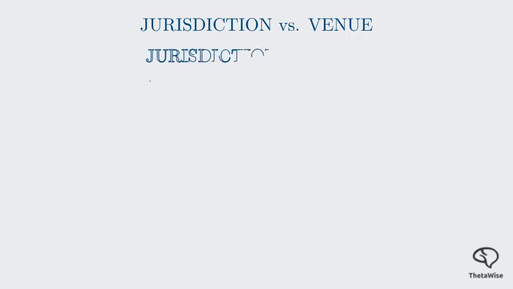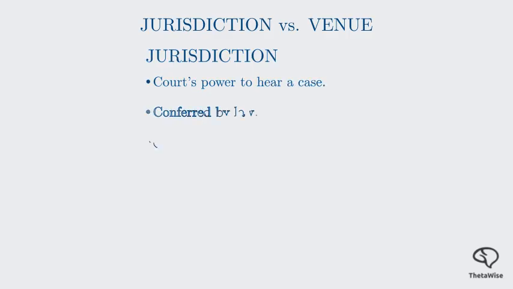Venue, on the other hand, refers to the place where a case is to be heard. It is a procedural matter designed for convenience, and importantly, it can be waived. Think of it this way: a court's jurisdiction determines if it has the authority to listen to your case at all. Its venue determines which specific courtroom your case will be heard in.